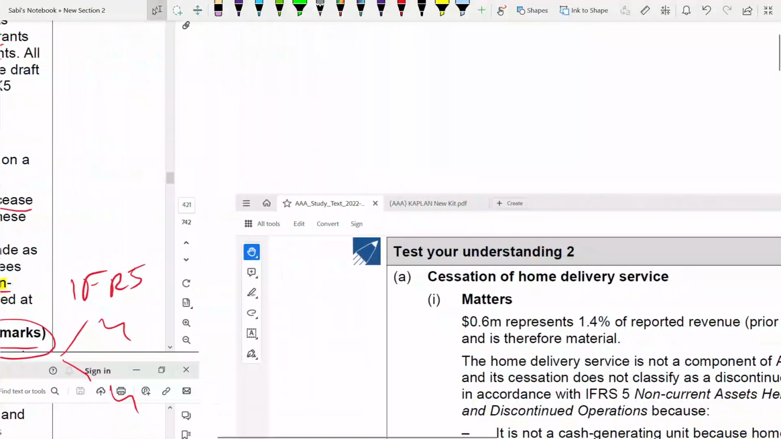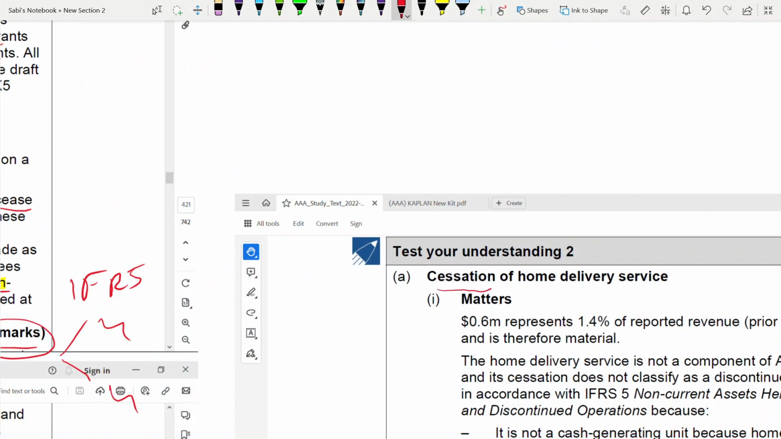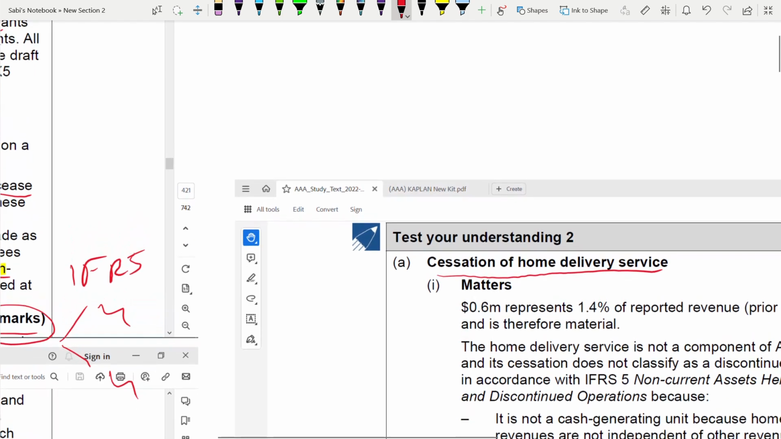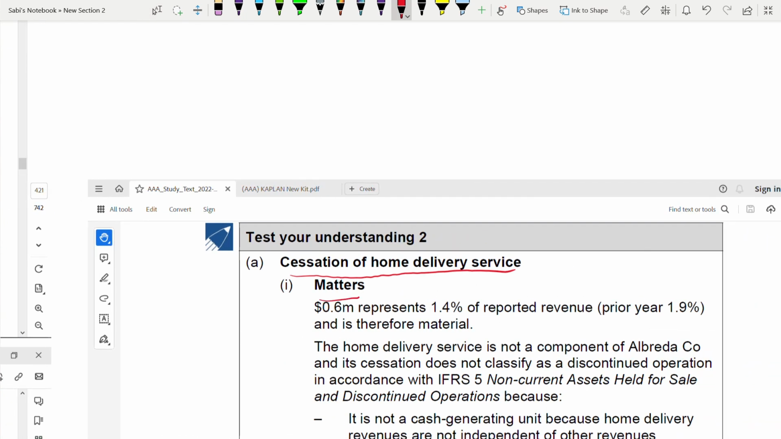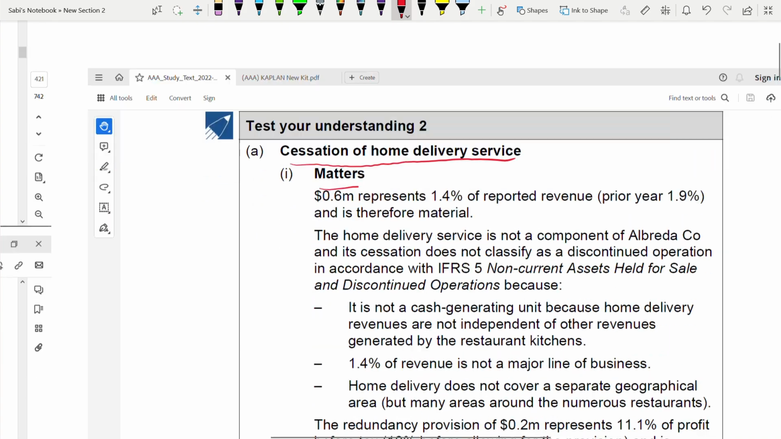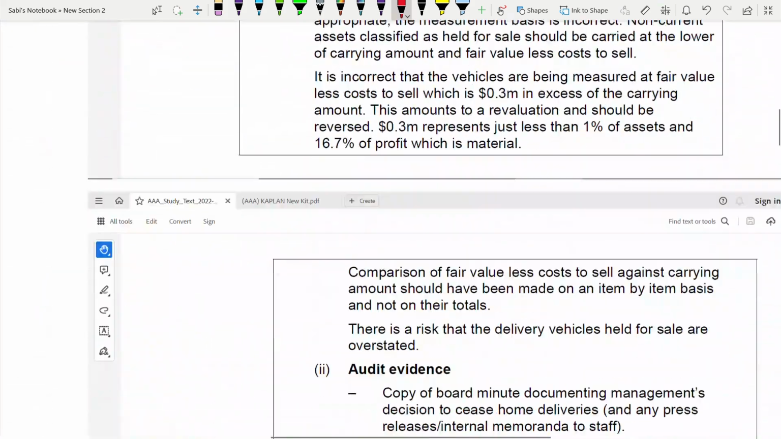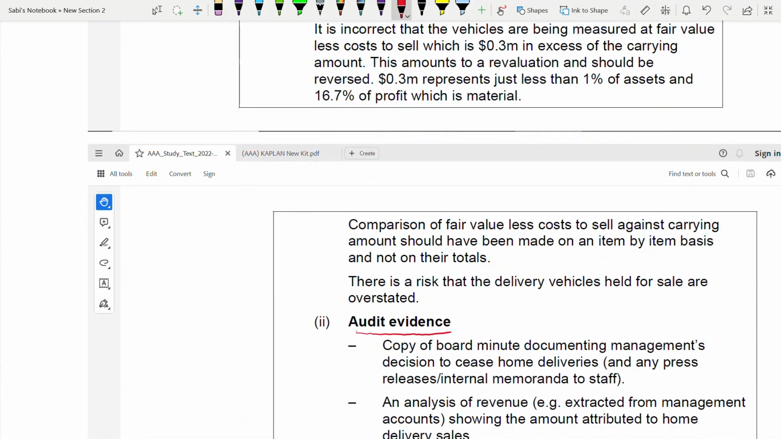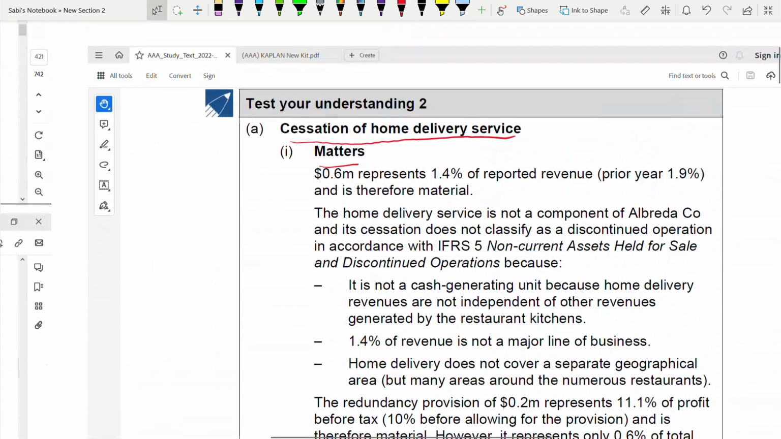So the first one is cessation of home delivery service. Subheading is this. Divide this into 2. One matter, one evidence. Matter, evidence, matter, evidence for all the parts. So this is matters that need to be discussed. And you see here audit evidence. This process is repeated in part B and C also. I told you there's always a pattern.